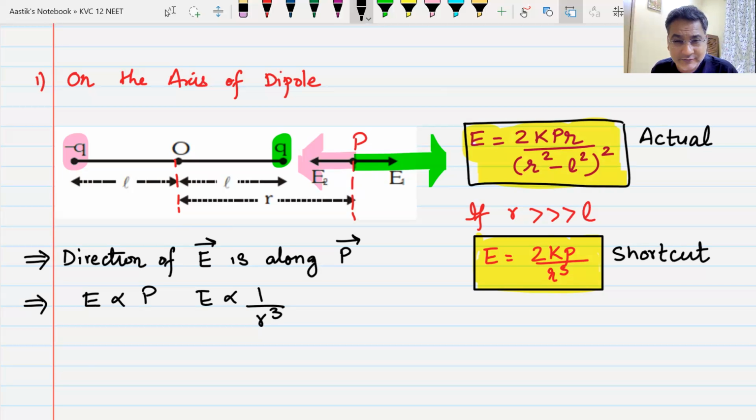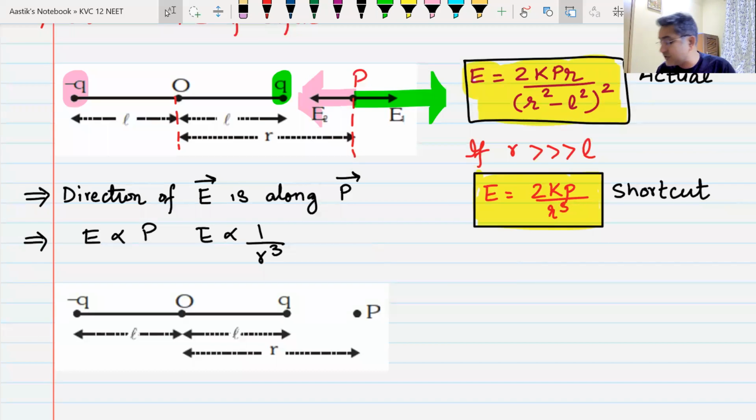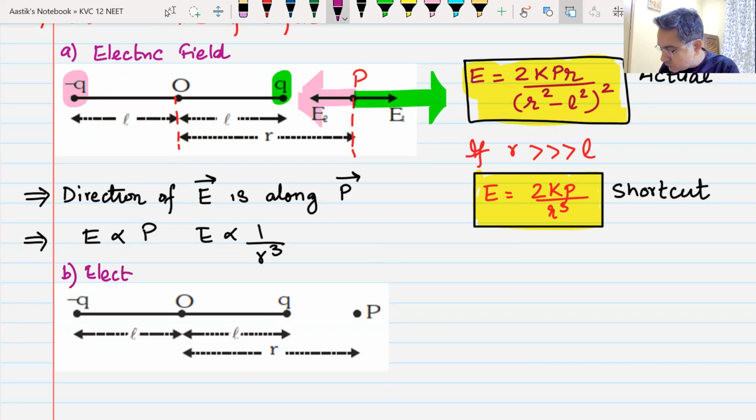Then the next thing that you remember, most of the questions that come on dipole are on electric field only. But that does not mean that we should not know the potential. So here comes the next thing, which is the potential due to a dipole on the dipole axis. You can write it as case A and case B. Case A is the electric field, which is what we have discussed. Case B is the electric potential, which we are going to write just now.